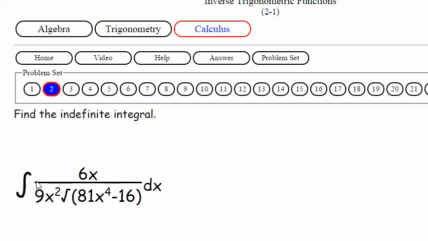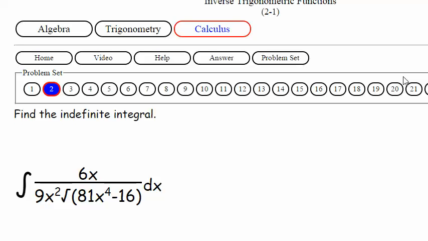We're just demonstrating the form of one of the inverse trig functions, taking the integral of it. All right, so let's write this down. We got 6x over 9x squared times the square root of 81x to the fourth minus 16 dx.